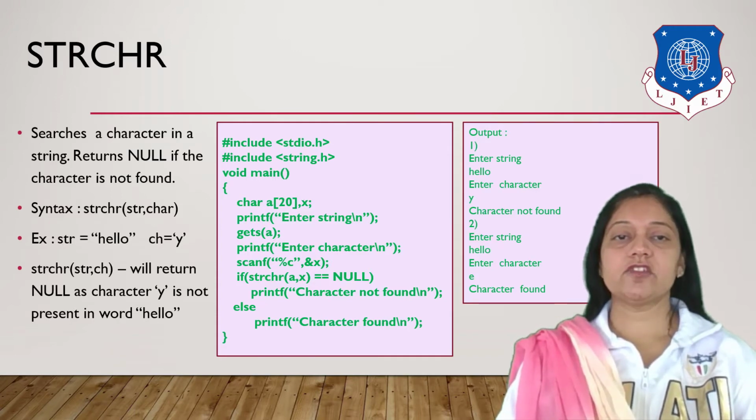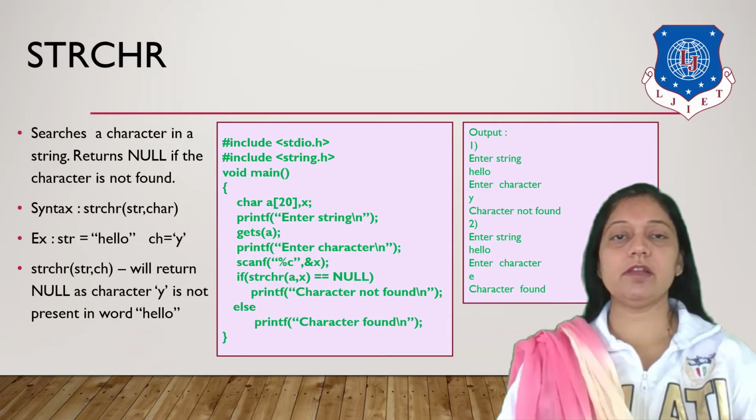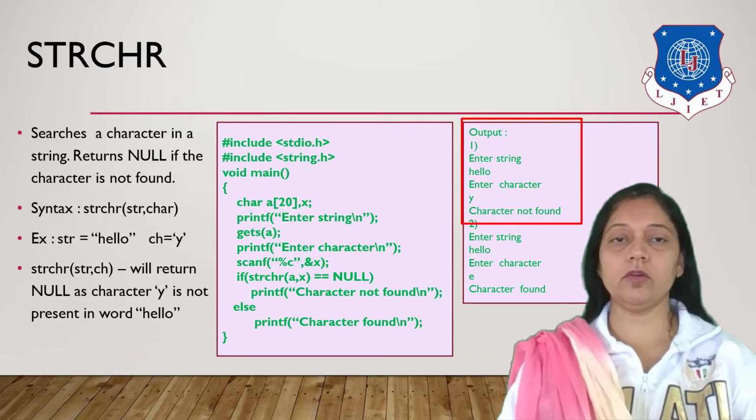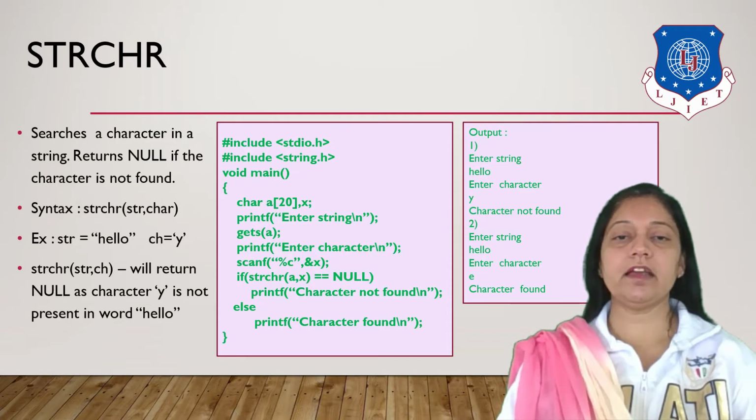First, I've entered the string hello and the character I've entered is y. So y will be searched in hello. Since it is not present in the string hello, I'll get the output as character not found, because strchr will return null. The condition would be true in this case, and the printf character not found would be executed.